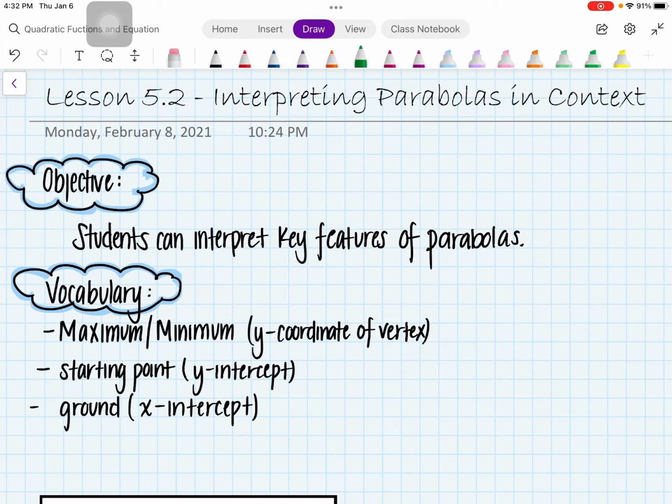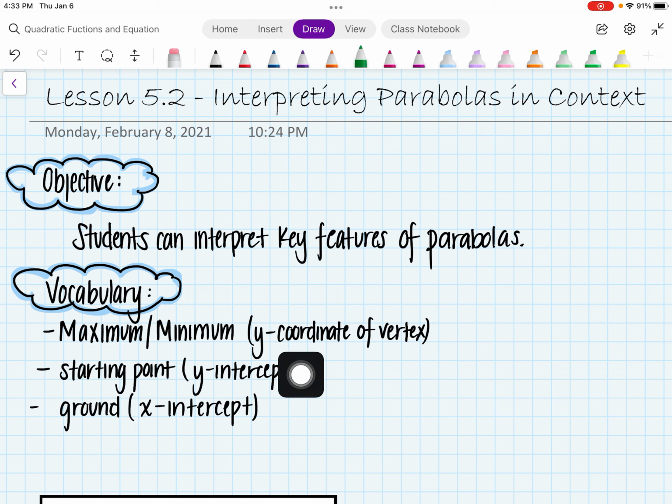Alright, so in lesson 5.2, we're interpreting parabolas in context. All we're doing with today's class, we actually do have two lessons. So the first part is we want to identify the key features of quadratic equations. Key features would be our y-intercept, our vertex, and our x-intercepts. So students can interpret key features of parabolas.